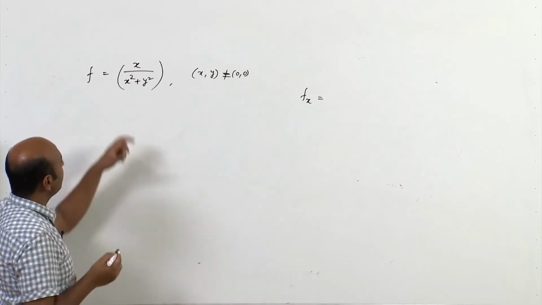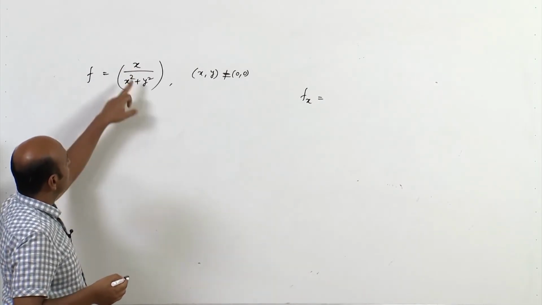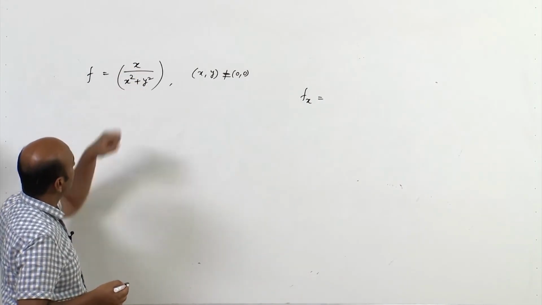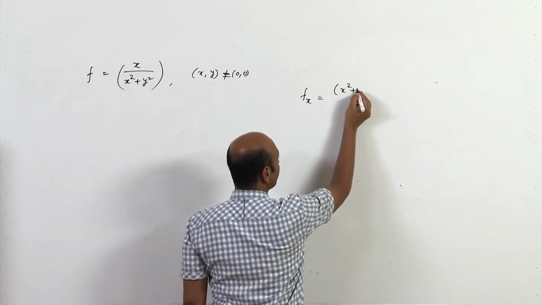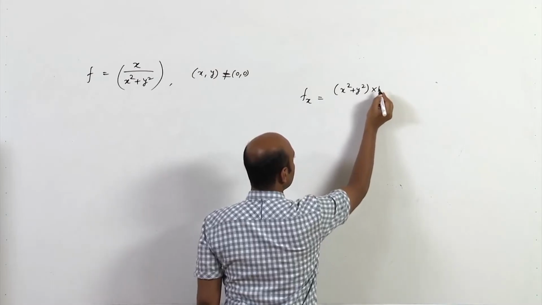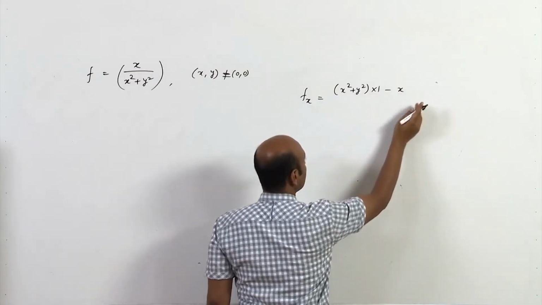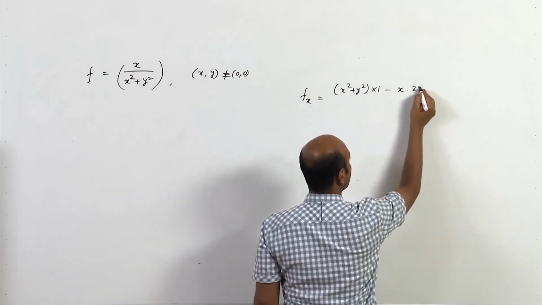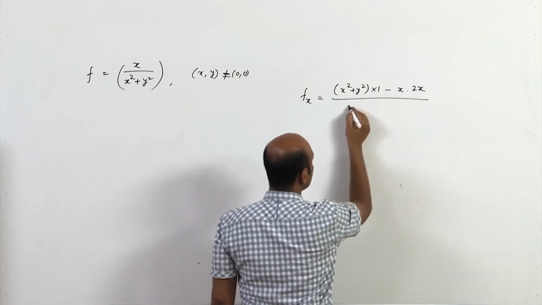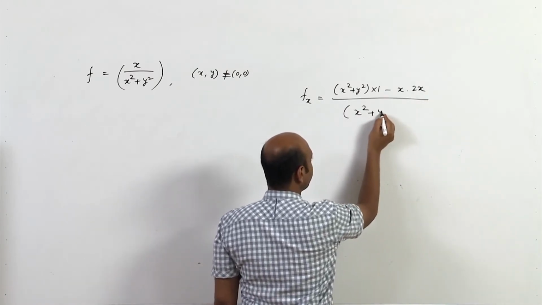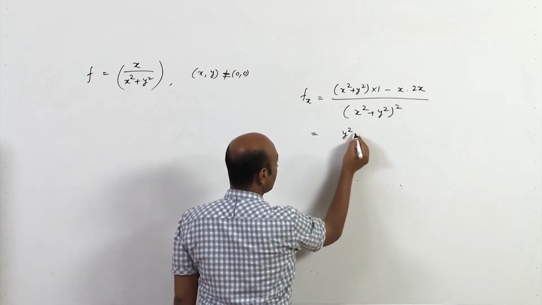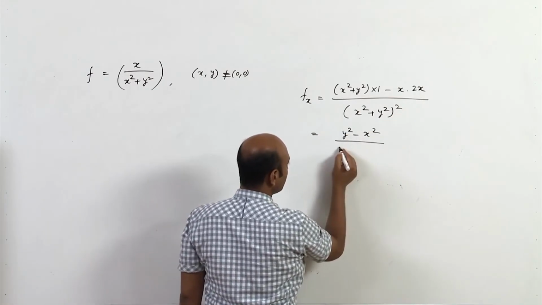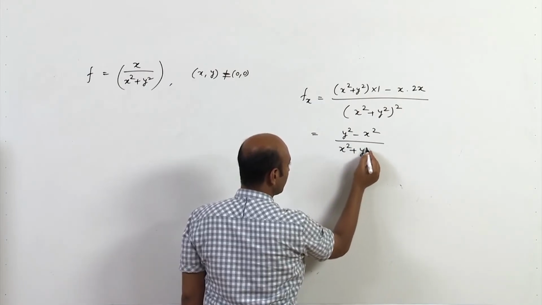Now, x is in the numerator and x is in the denominator also. So, we have to apply the quotient rule, that is denominator times derivative of numerator minus numerator times derivative of denominator, that is 2x, upon denominator whole square. So, this will be equal to (y square minus x square) upon (x square plus y square) whole square.